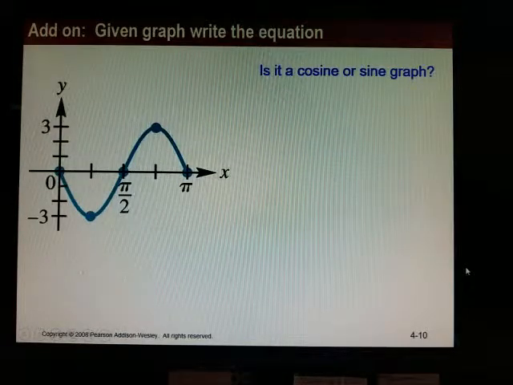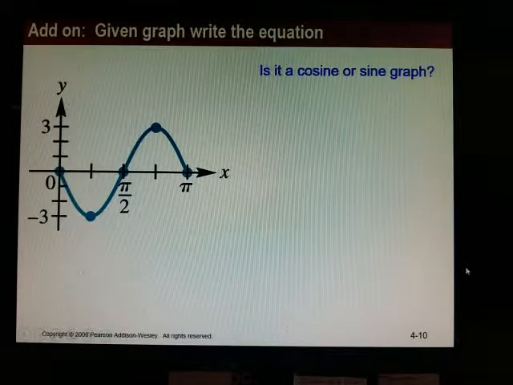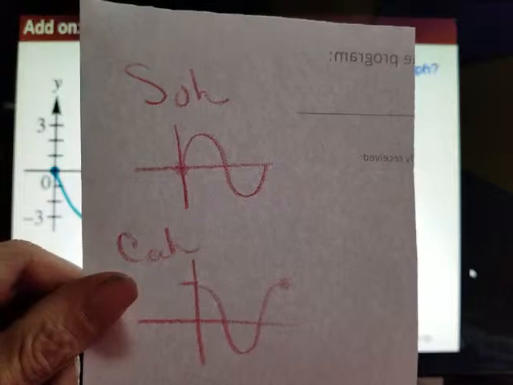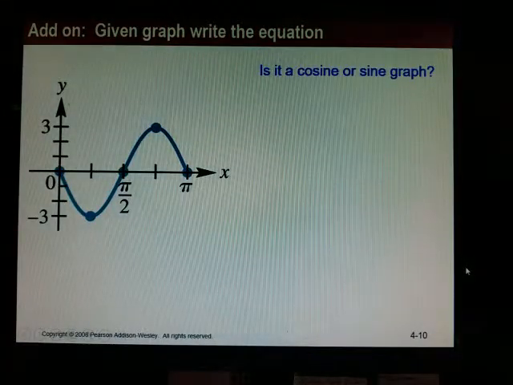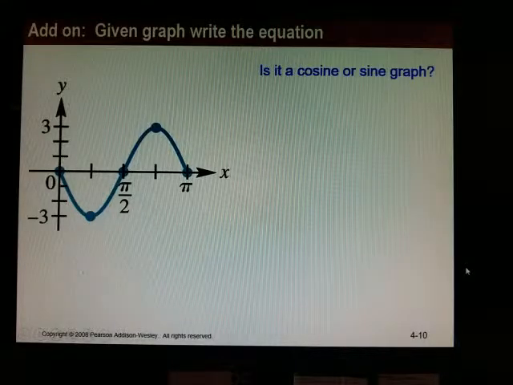So this one wants me to write the equation. Is this a sine graph or is this a cosine graph? We'd have to know that first. So remember our basic parent functions from the statement SOHCAHTOA. Sine starts at the origin. Cosine starts at the value of a. This graph starts at the origin. So from SOHCAHTOA, that makes this a sine graph.